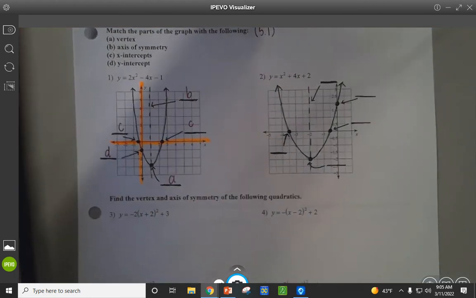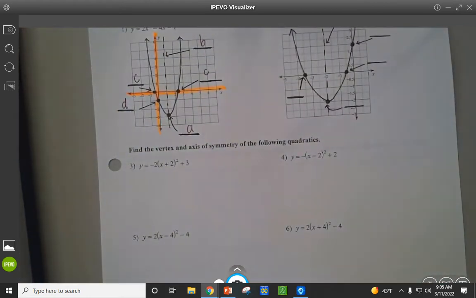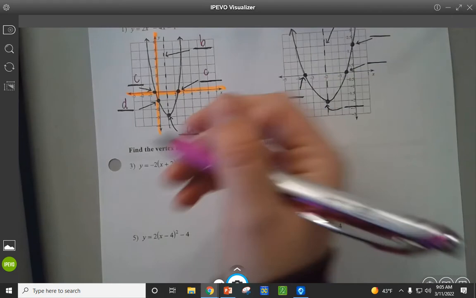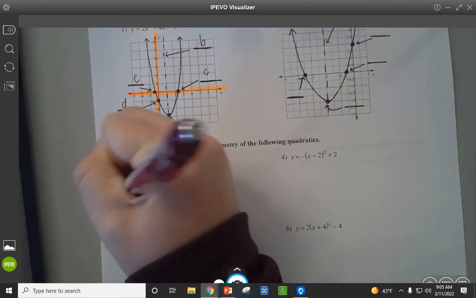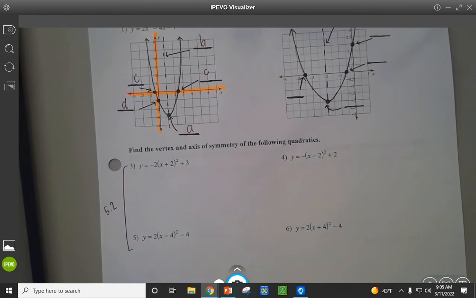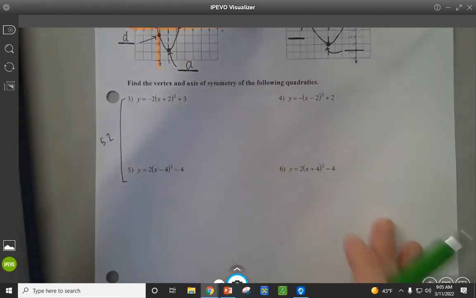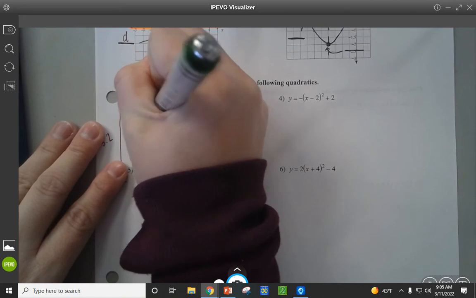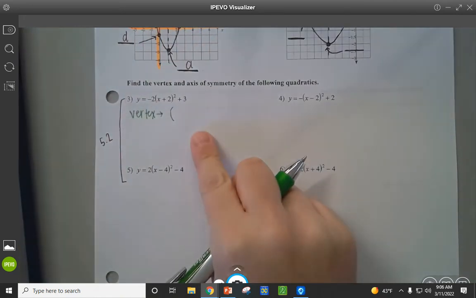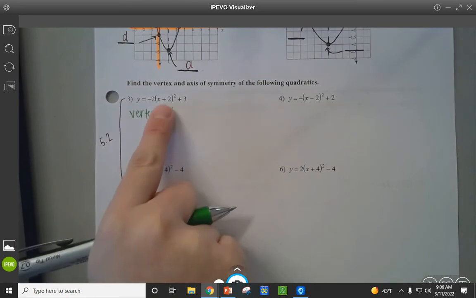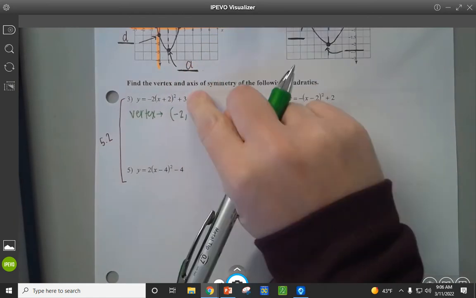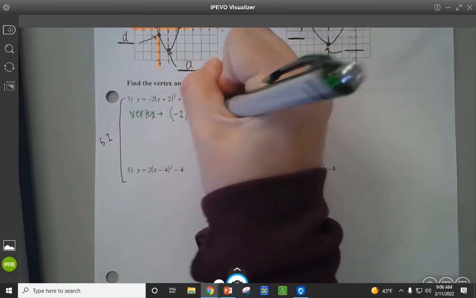Okay, so moving on to number 3. These first 4 problems are in vertex form, so these first 4 come from lesson 5.2. We're identifying the vertex and the axis of symmetry. These are the ones where it's really easy to find your vertex. You do the opposite of what's in the parentheses. So -2. And then this last number on the outside, 3, you do not do the opposite of that number.